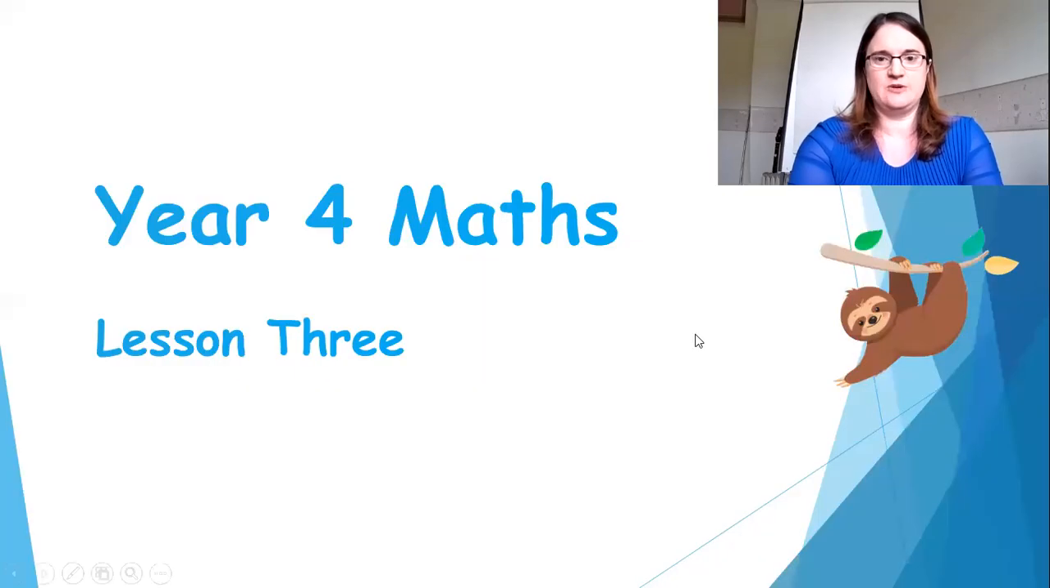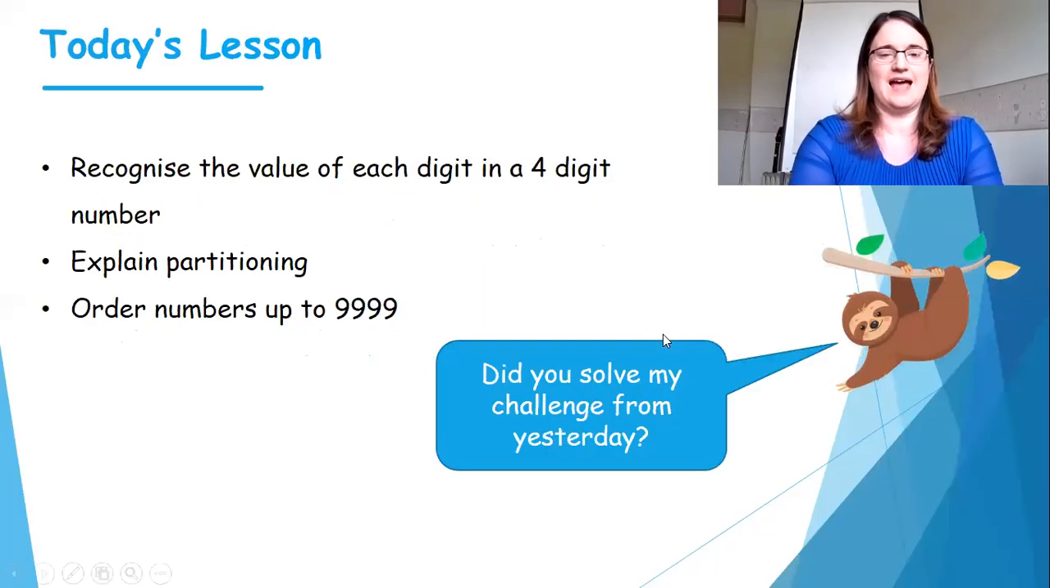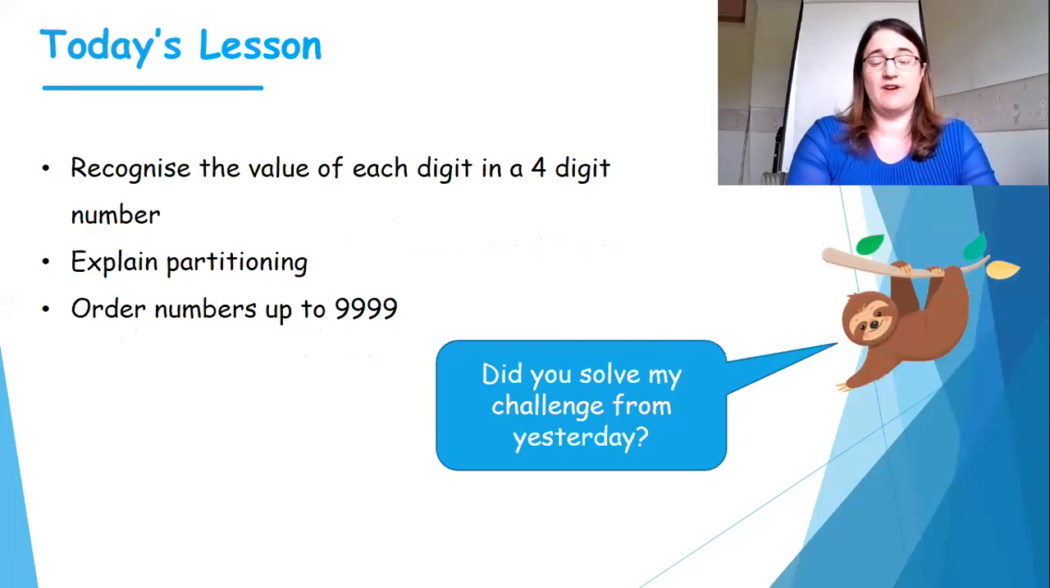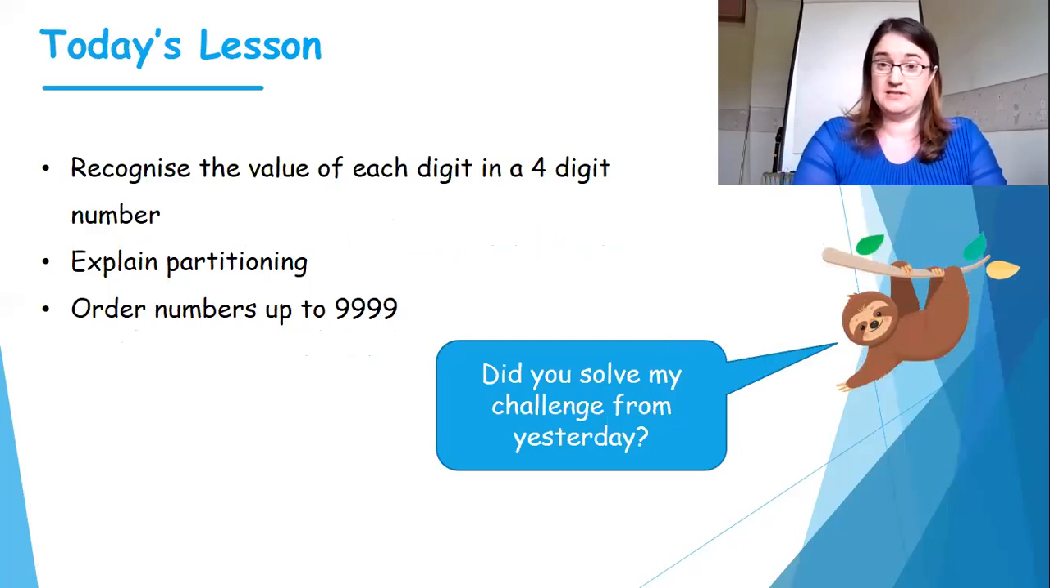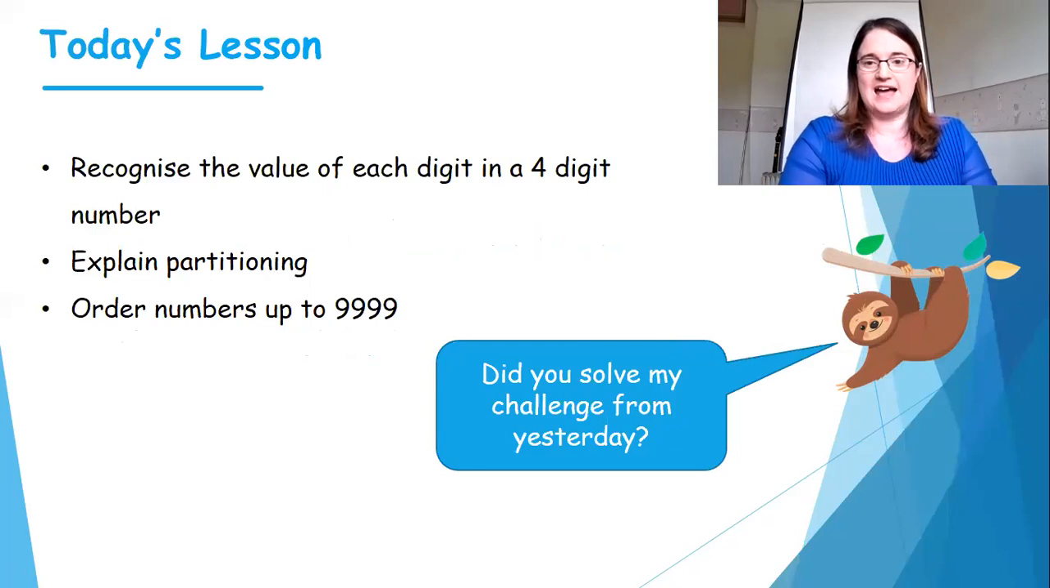Let's have a look and see what we're up to today, shall we? So we're on lesson 3 already, zooming along, isn't it? And this is what we're going to be doing today. We are going to be recognising the value of digits in 4-digit numbers, which is what we've already been working on. We are going to continue the work we did yesterday on partitioning, but we're going to be explaining partitioning today, and then we are going to be doing some ordering of numbers as well. And our Splash, our sloth there, is asking a question.